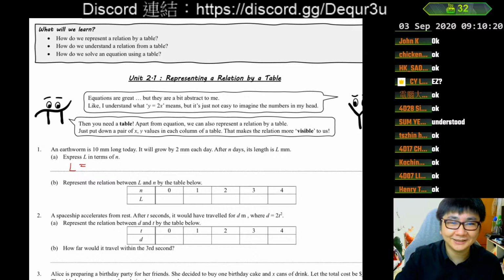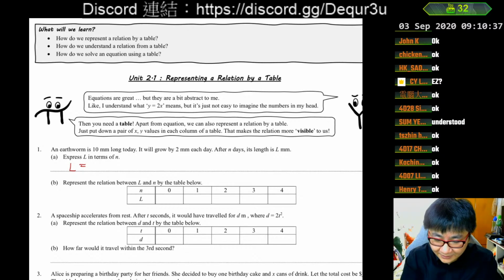Okay, you can try to have an idea what part A is by yourself first. But for me, I try to do part B first. I fill the table with you, and then go back to check part A. You have an idea. Okay, so we fill the table first.